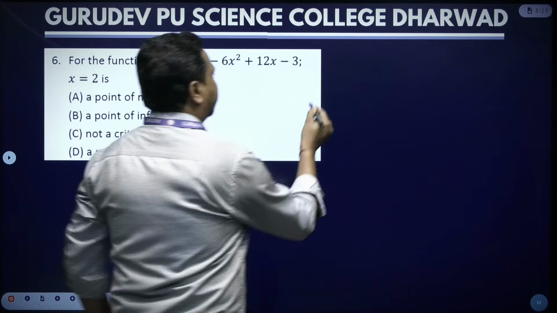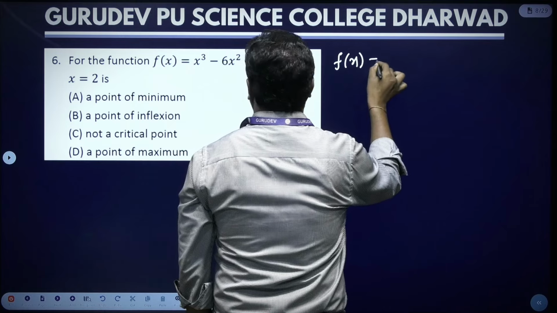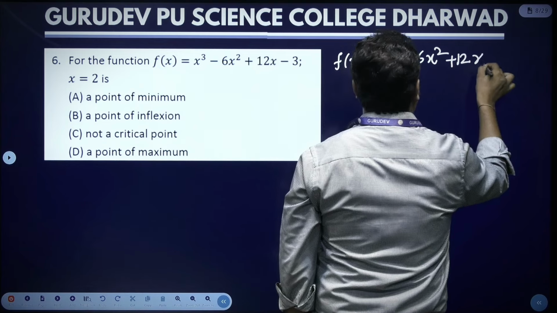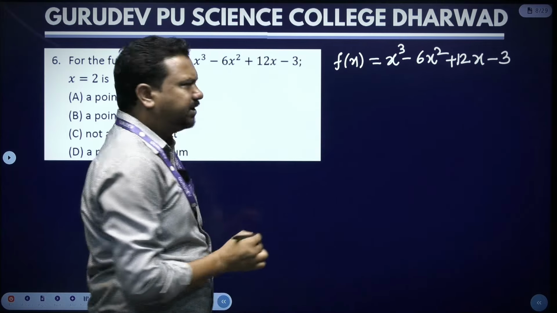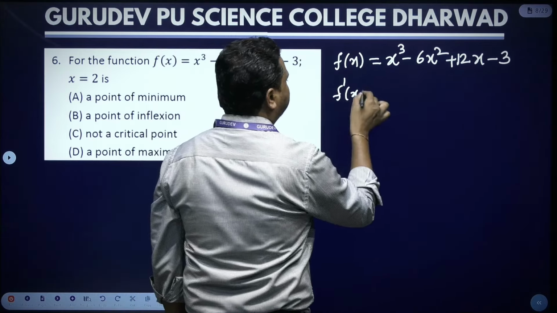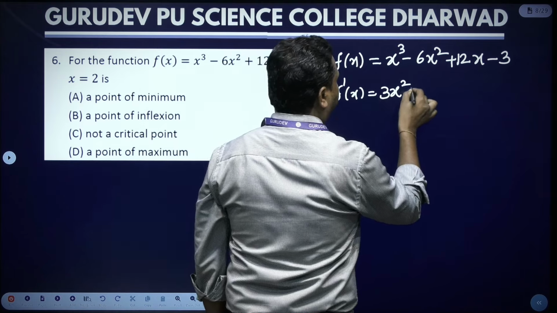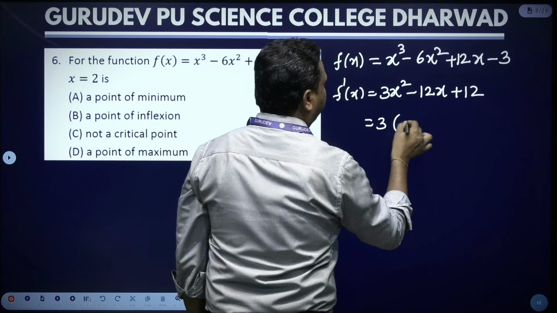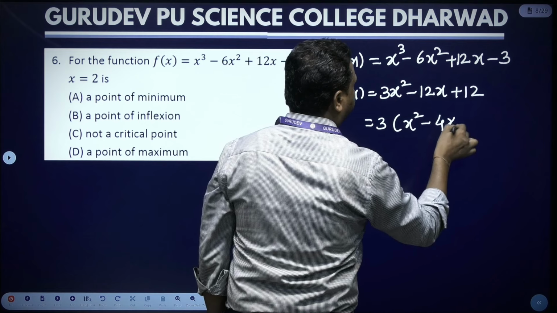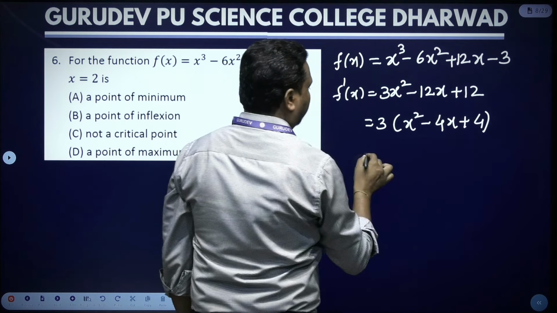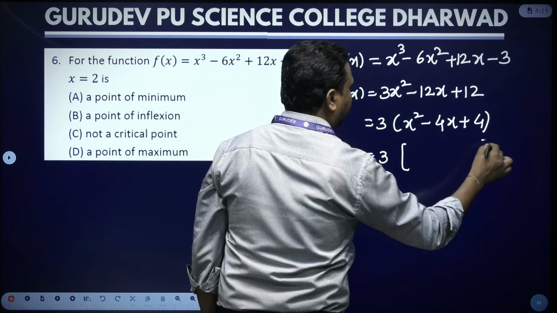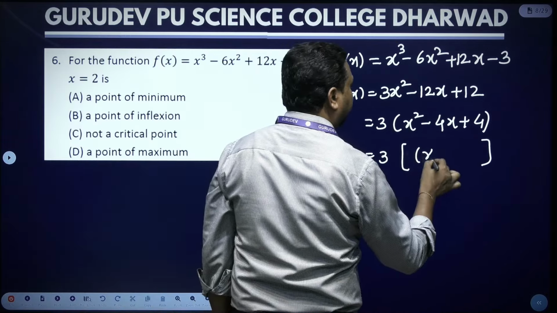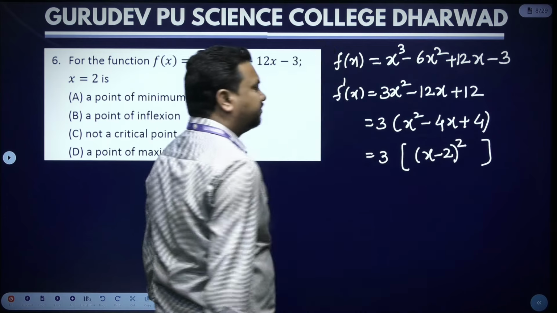You have to take a function. Then differentiate it. x cube minus 6x square plus 12x minus 3. First, we differentiate. f dash of x is equal to 3x square minus 12x plus 12. Taking 3 common, you will get x square minus 4x plus 4. 3 as it is. If you observe the bracket terms correctly, it represents a perfect square. x minus 2 whole square is the perfect square it represents.